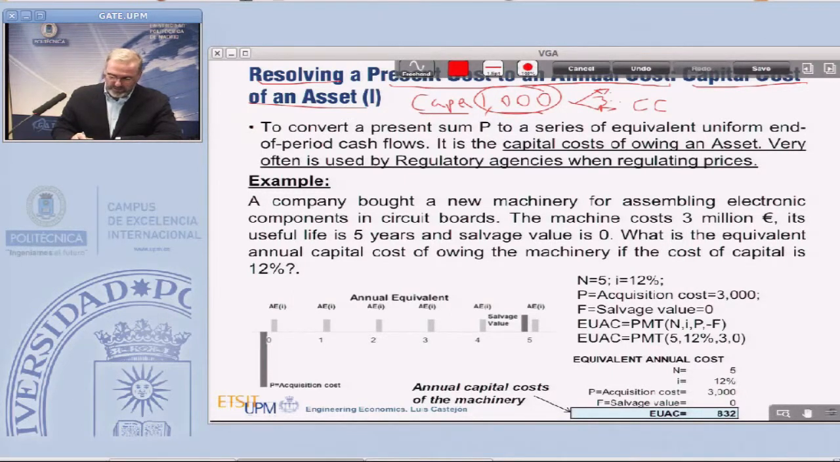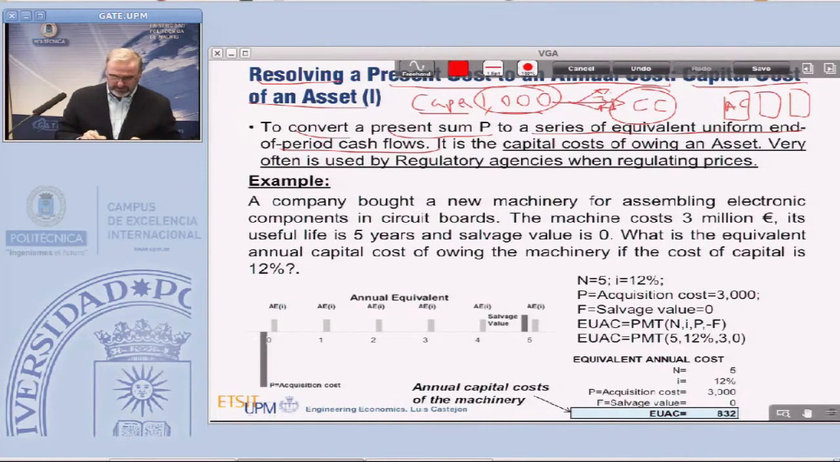And then, as we have to include the cost of capital in our calculation, we want to know, as manager of a project or of a new facility, the annual cost of this asset. With this methodology, we are going to convert a present sum to a series of equivalent uniform end-of-period cash flows. This is the capital cost of owning an asset. As I said in the first slide, this is a methodology very often used by regulatory agencies when they regulate prices.